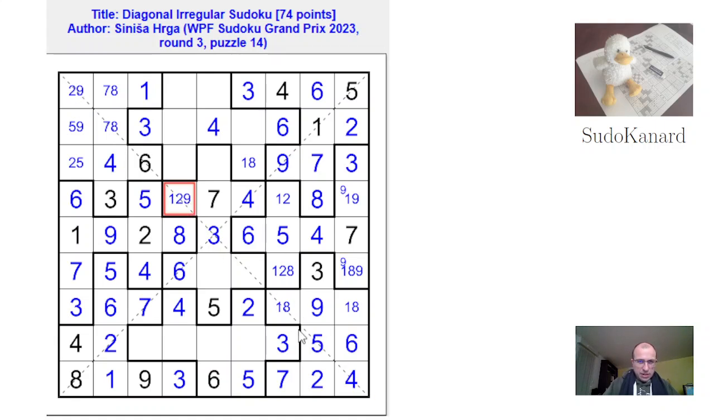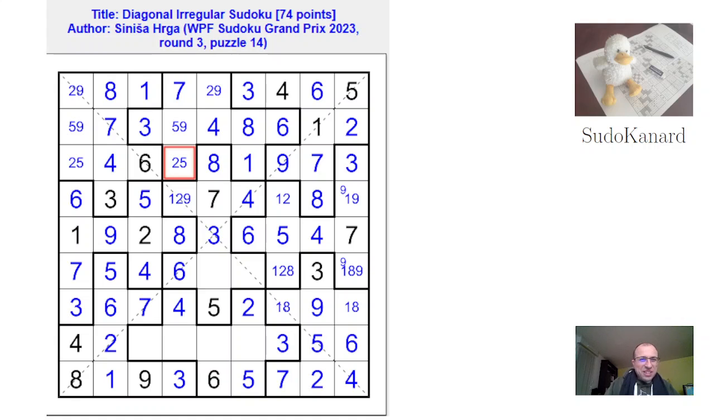But this diagonal needs a 7. And it's not here. So it's here. And this row needs a 7. And because of this, 7 goes here. This is 2 or 9. This row needs an 8. It's not here. So 8 goes there, that's a 1. So this is 5 or 9. We need an 8 on this row, and because of this 8, 8 goes there, and this is 2 or 5.